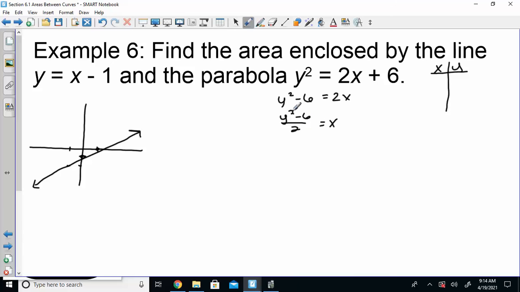So let's pick our numbers for y. If I put in a 0 for your y, 0 squared is 0, minus 6 would be negative 6, divided by 2 is negative 3. If I put in a 1, you get 1 minus 6, so negative 5 divided by 2. If I put in a 2, you get 4 minus 6, so negative 2 divided by 2 is negative 1. What happens if I put in a negative 2? You get negative 1 again. If you put in negative 1, you get the negative 5 over 2 again.